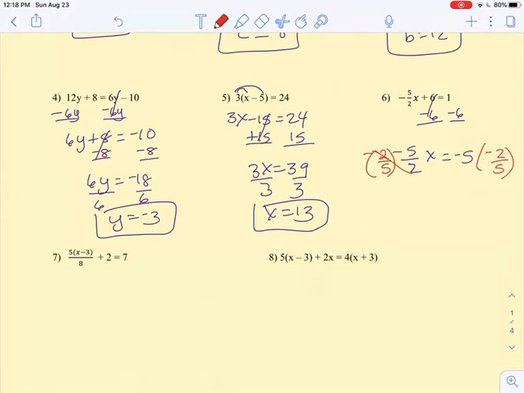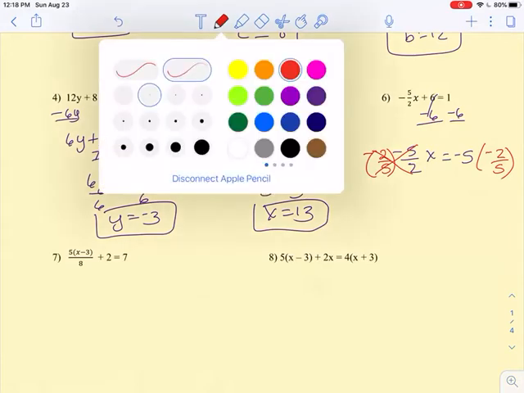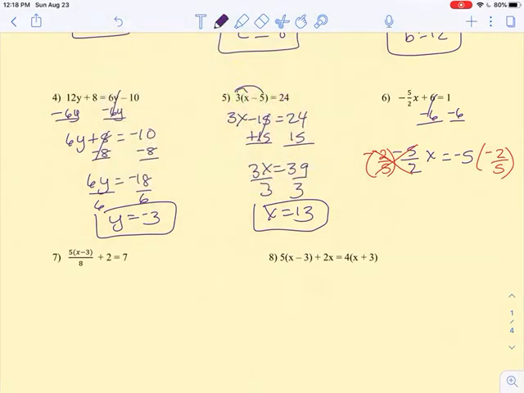Because what happens on the left is the 2 and the 5's cancel, and I'm left with the x, and that was my intention. So I get x equals, and then on the right, the 5 and the 5 cancel, and I'm left with 1, and negative 1 times negative 2 is just positive 2.